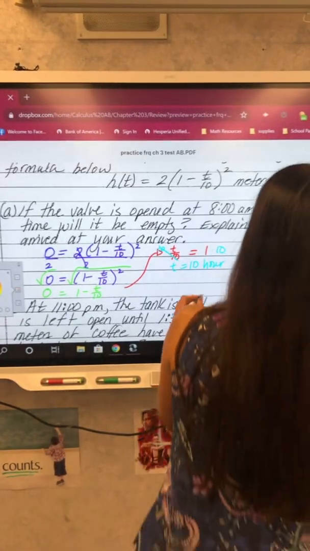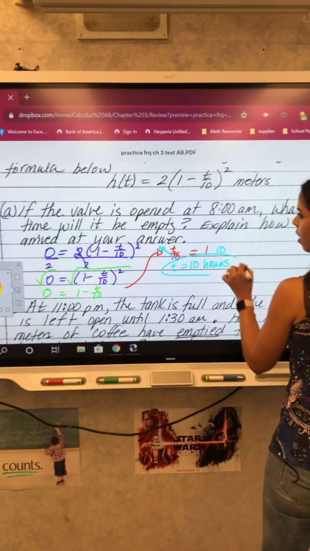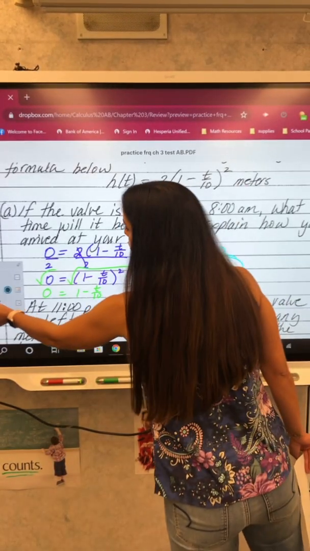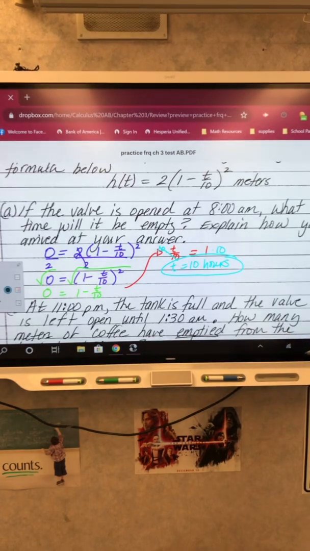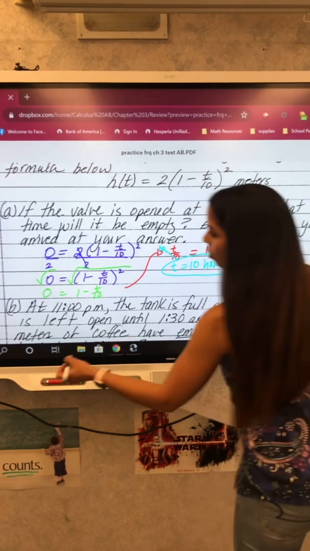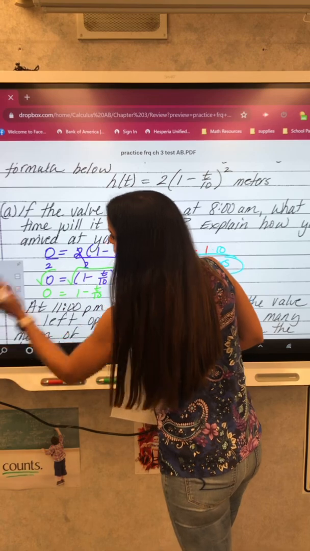10 hours. Okay, so it's gonna take 10 hours to do this. Well, the valve is opened at 8 a.m., so 10 hours later, well 8, 9, 10, 11, 12, 1, 2, 3, 4, 5, 6. So that means at 6 p.m. it'll be empty. So we can say as our write-up, let me switch to a different color. Oh, I have it in teal.